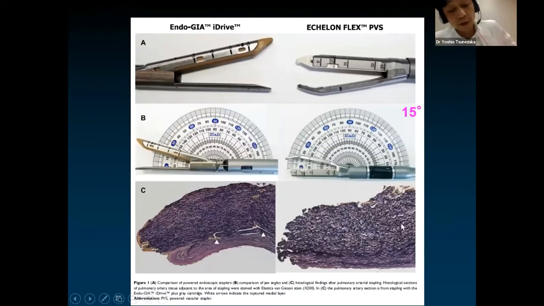This slide is comparison of two type powered endoscopy staplers. Left is Endo GIA I-Drive, and right is Echelon 7 powered vascular stapler. Figure B is a comparison of jaw angle. Both of the same 15 degrees. And figure C is histological findings after pulmonary artery stapling.